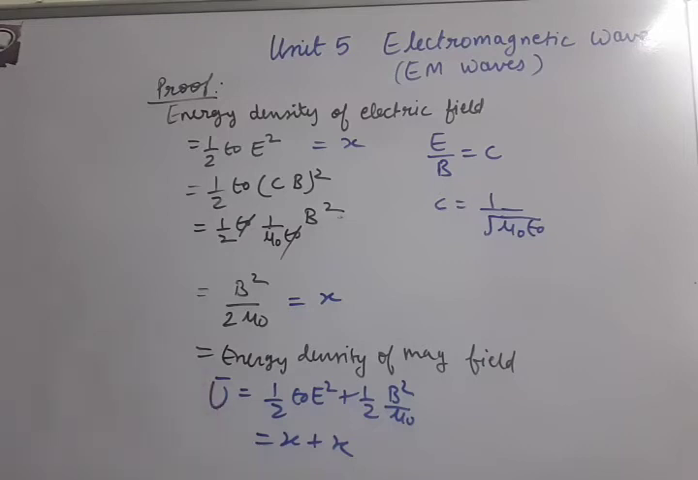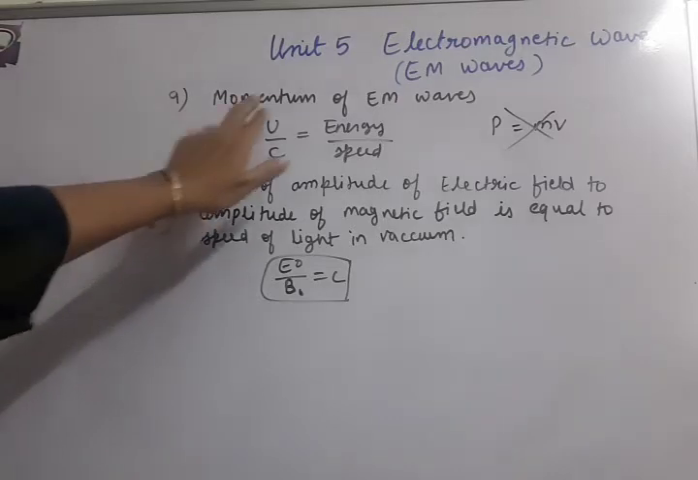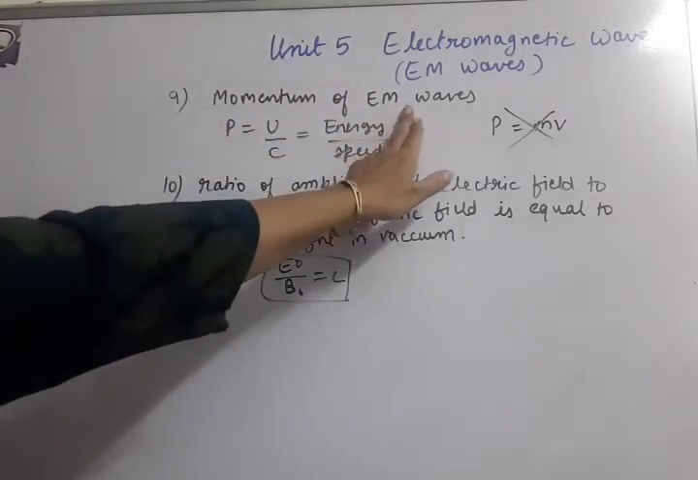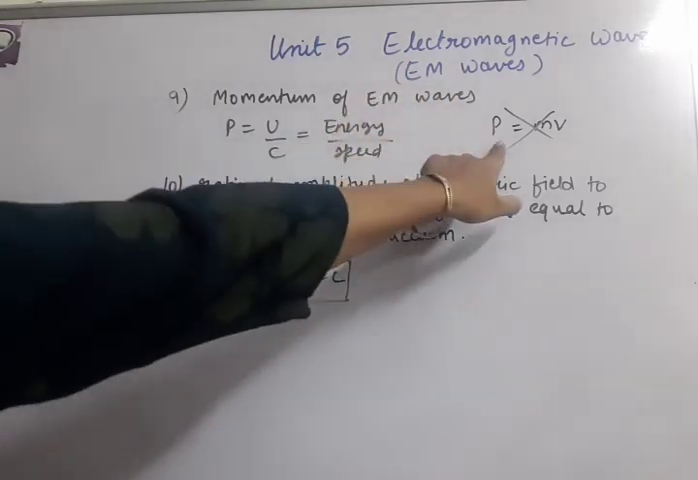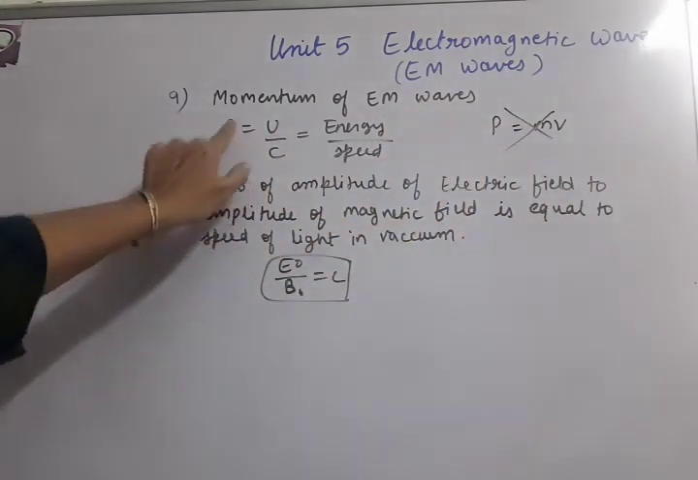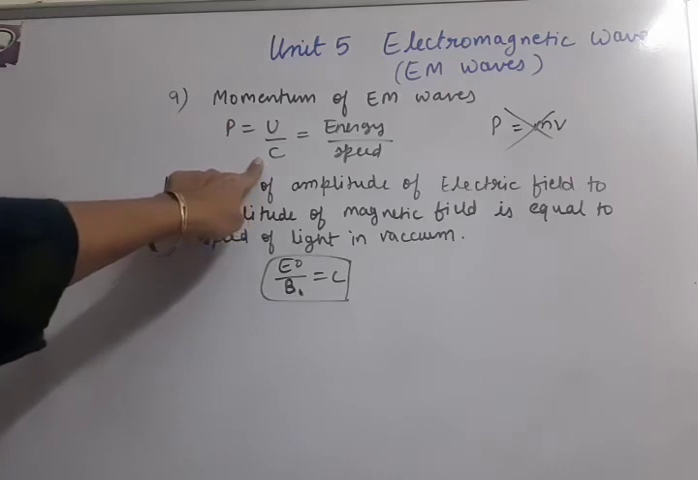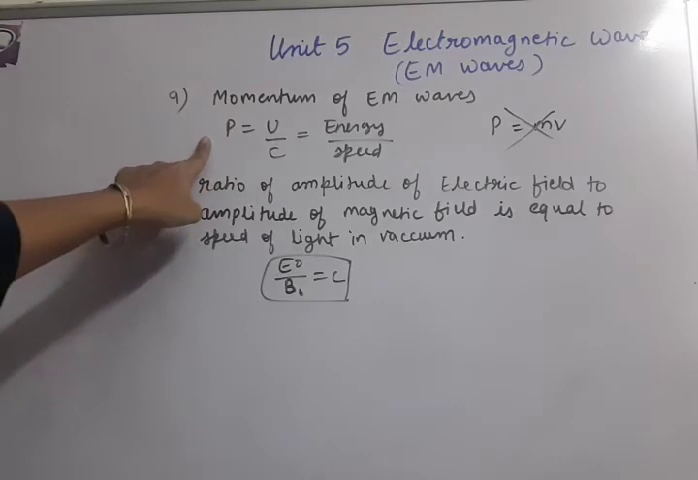Okay. So the question can be asked in any format, so you need to know the proof. Proof is very simple. Let us now move to some more properties of EM waves. Now see these properties. Momentum of EM wave. Suppose in any numerical the momentum of EM wave is asked. So now momentum formula P equal to mv will not be used for EM waves. P equal to U by C is the formula of momentum of EM wave. With the help of energy you can calculate the momentum.